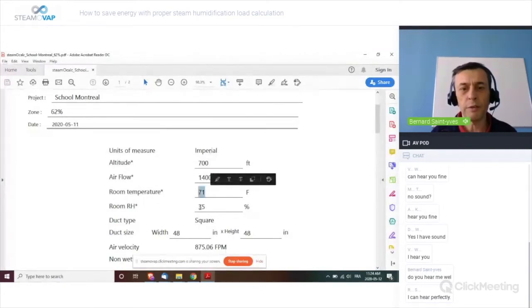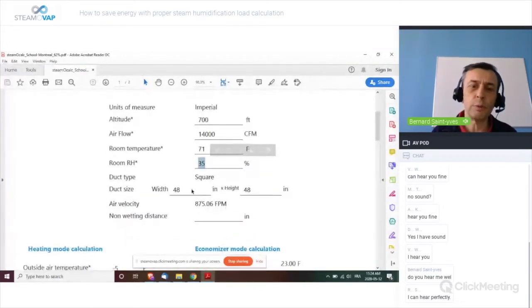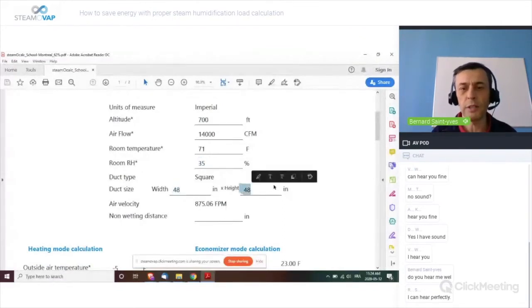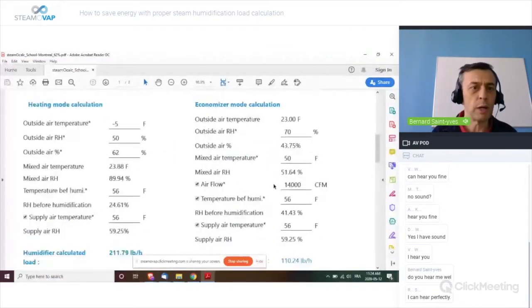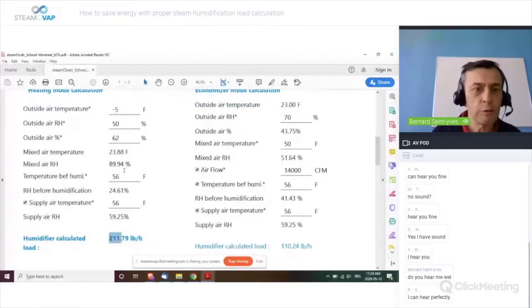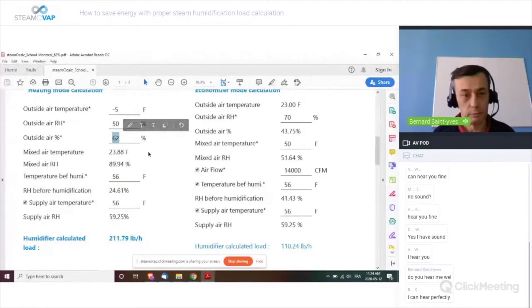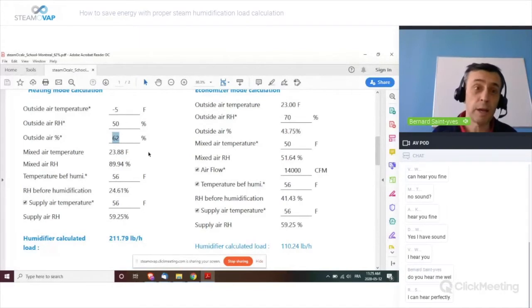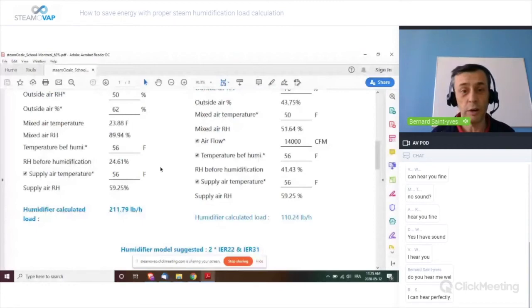We have 35% relative humidity in the room. The duct is 48 by 48, and we enter what should be the minimal condition, -5 Fahrenheit, 50% relative humidity outside there. And then to get to the magic number, 10 to 13, we have to bring in 62% of outside air, which is a lot at -5 Fahrenheit. A lot of heating load.